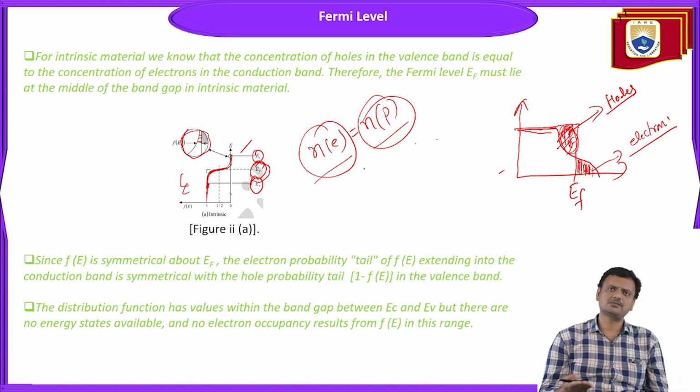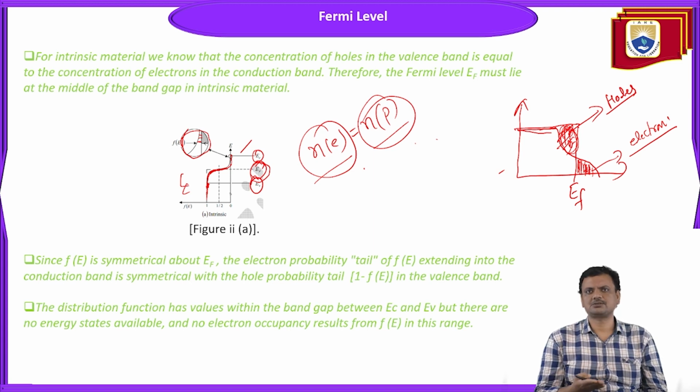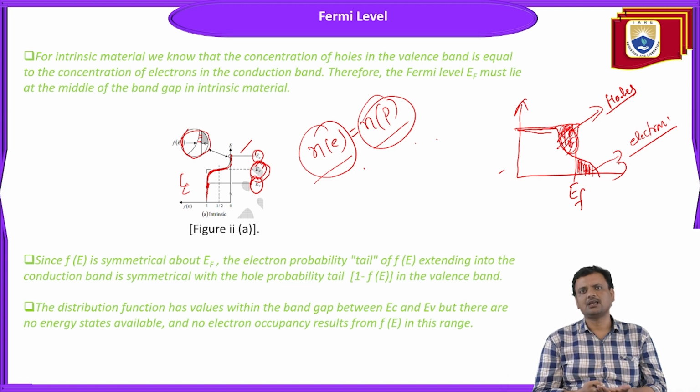This is if there is an energy level, what will be the chance for that energy level to be occupied by an electron. That thing only f of E can tell. Okay.